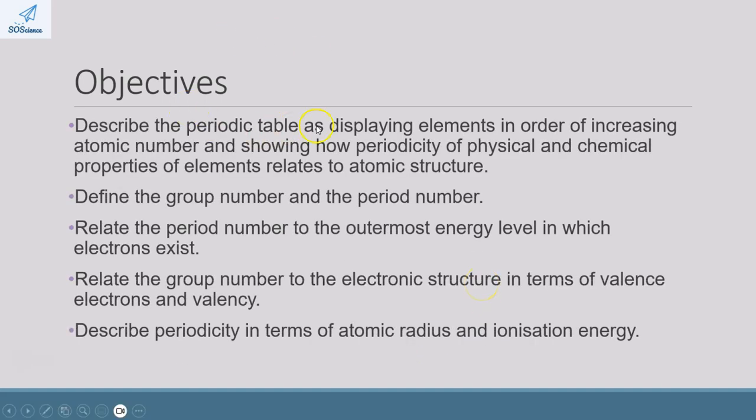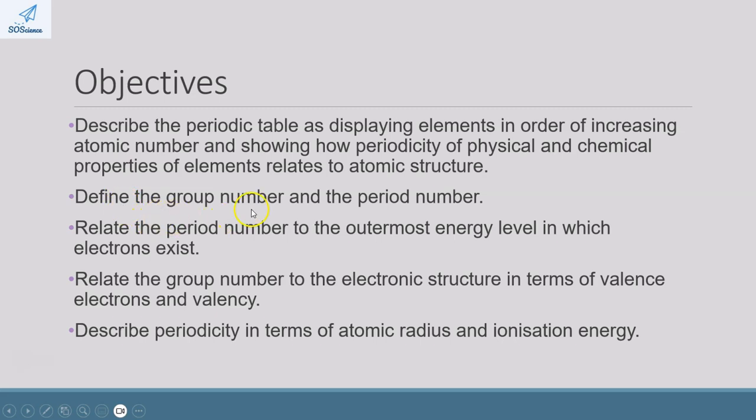We're going to describe the periodic table as displaying elements in order of increasing atomic number. And we're going to show how the periodicity, meaning patterns on the periodic table, of physical and chemical properties of elements relates to their atomic structure. So this will make a lot more sense once we have looked at the periodicity of elements and how that impacts their physical and chemical properties and how that is influenced by how the atoms are arranged.